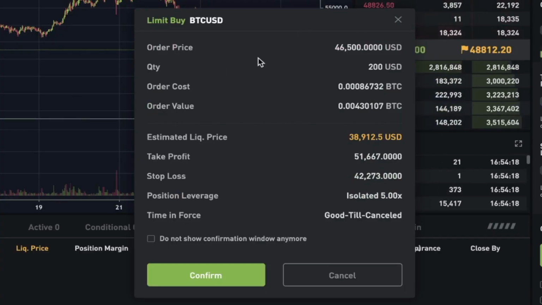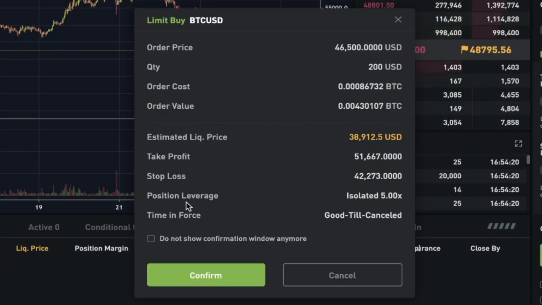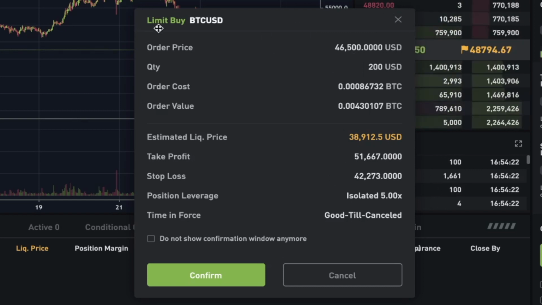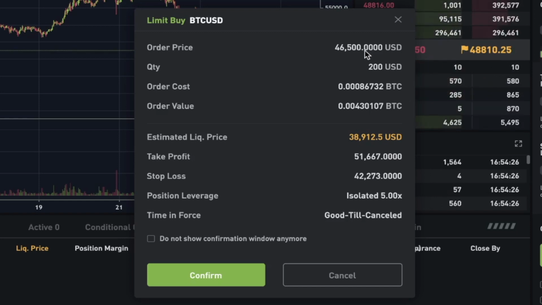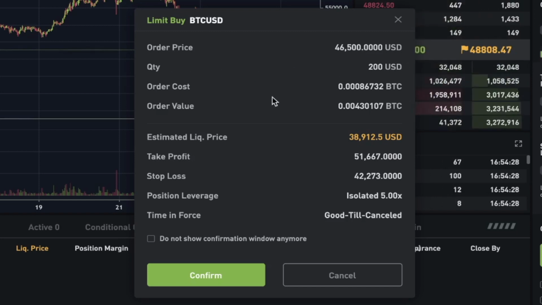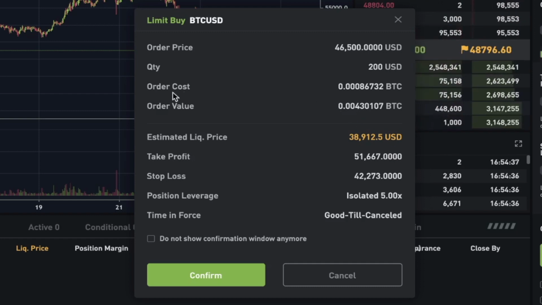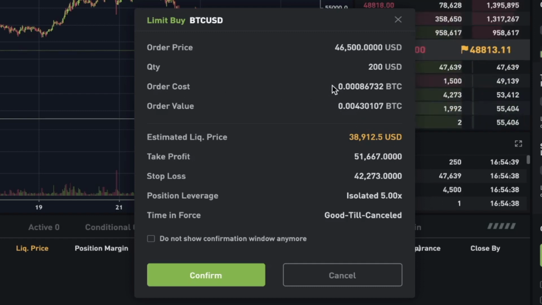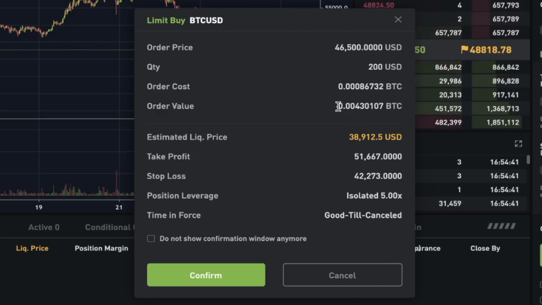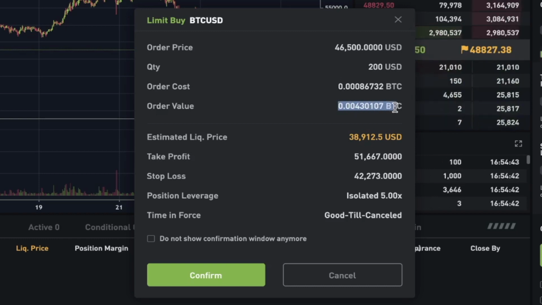Before your limit gets into the market, you will have this information box that you have to confirm. This is a limit buy BTC US dollar. Your order price is at $46,500, quantity $200, order cost is 0.00086 BTC, and your order value is 0.0043. This means your order cost is what you are risking here for this trade, and the value is higher because you are using a 5x leverage.